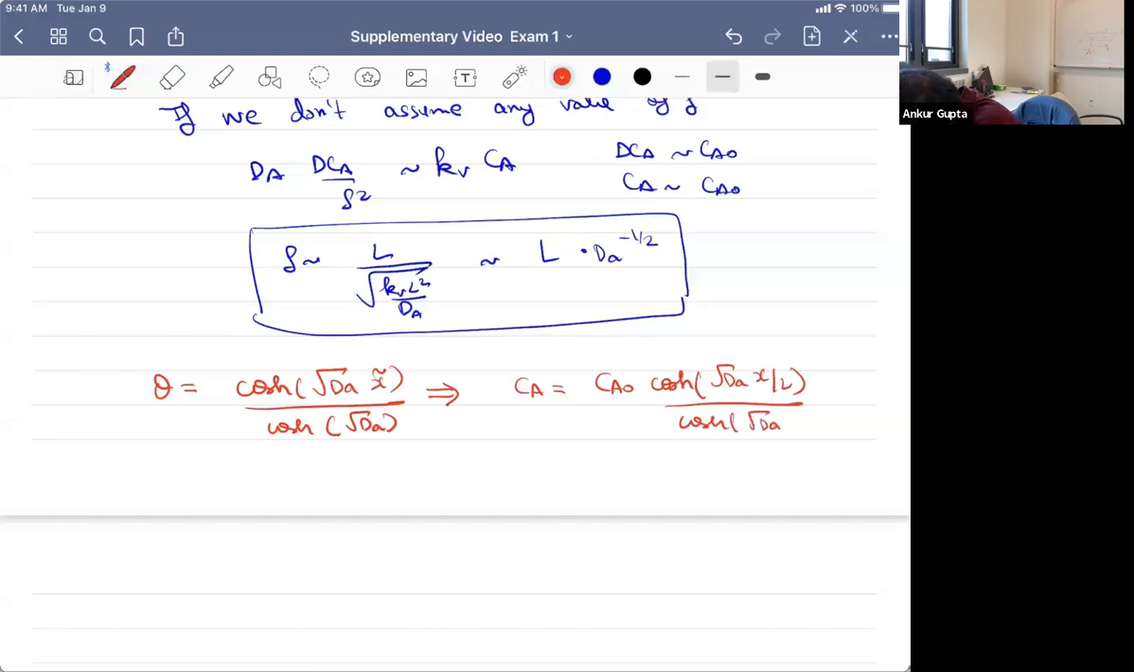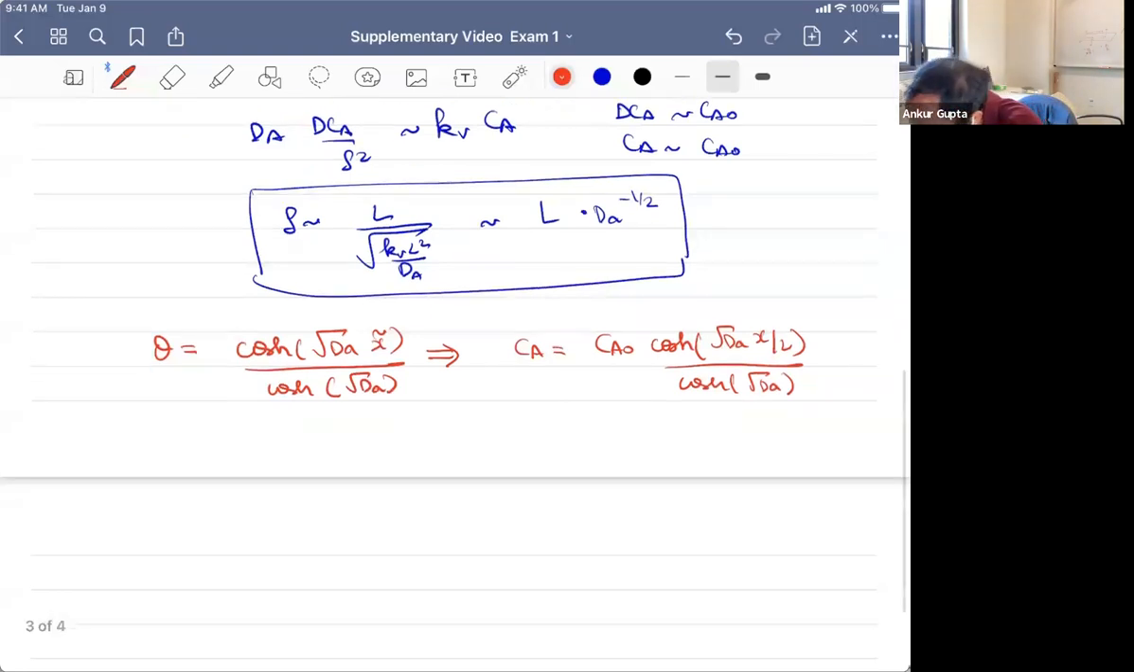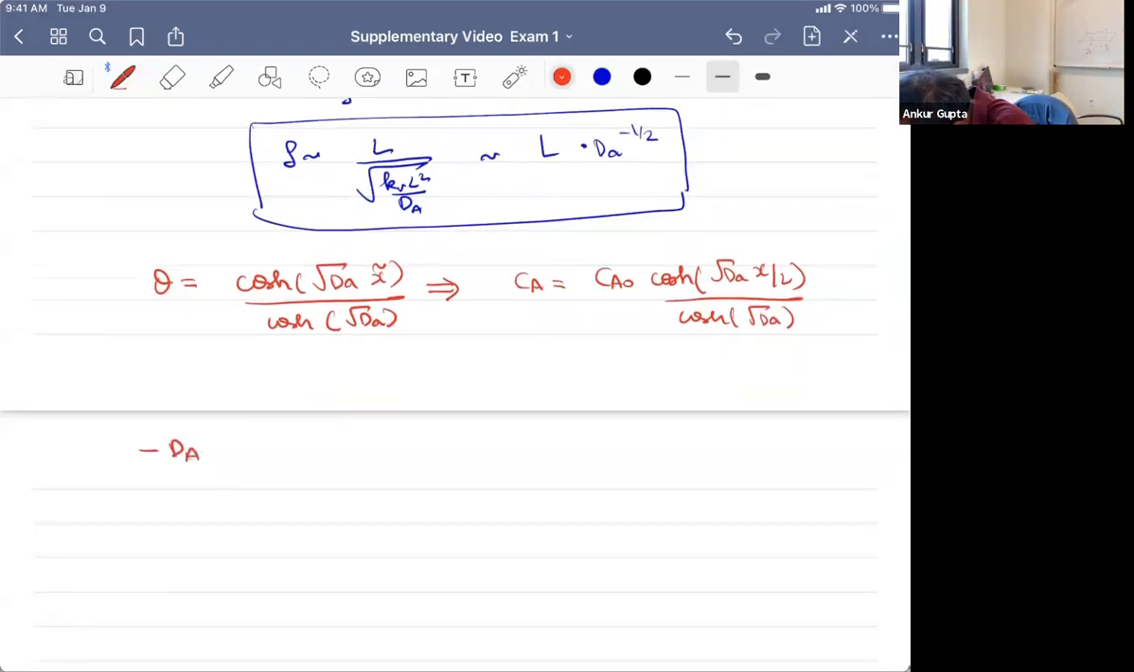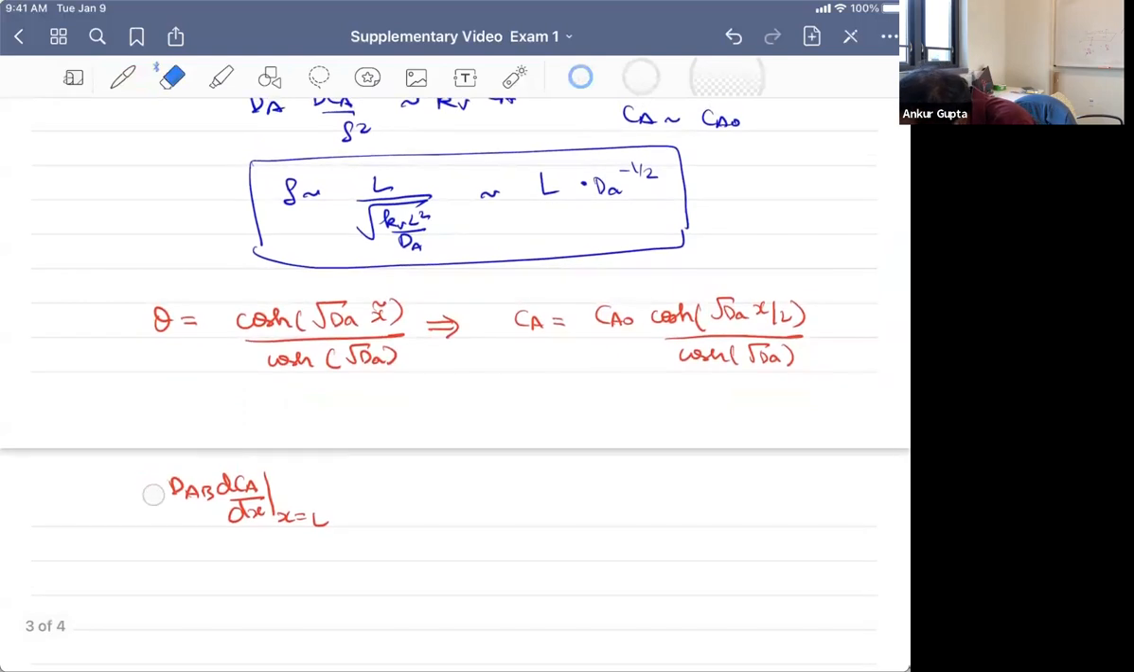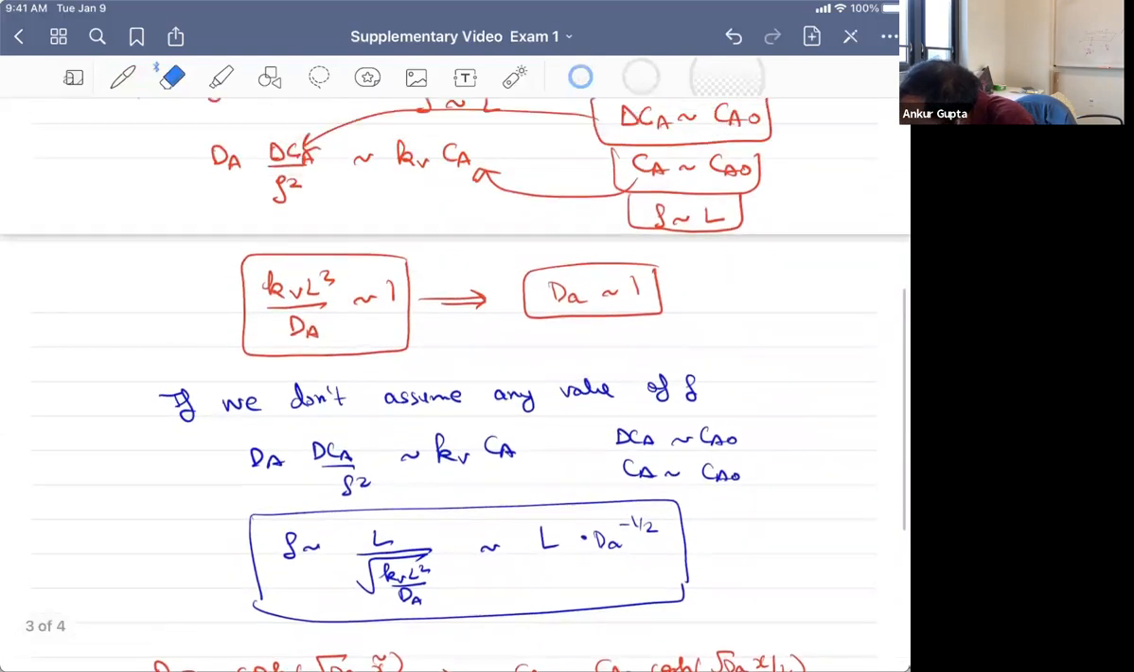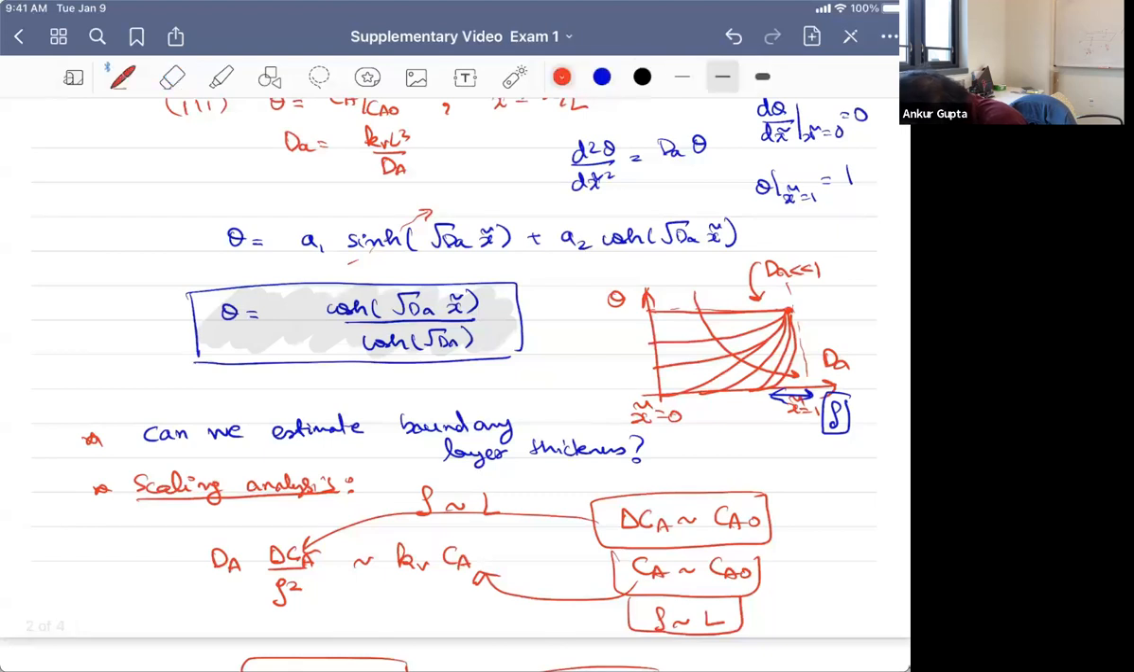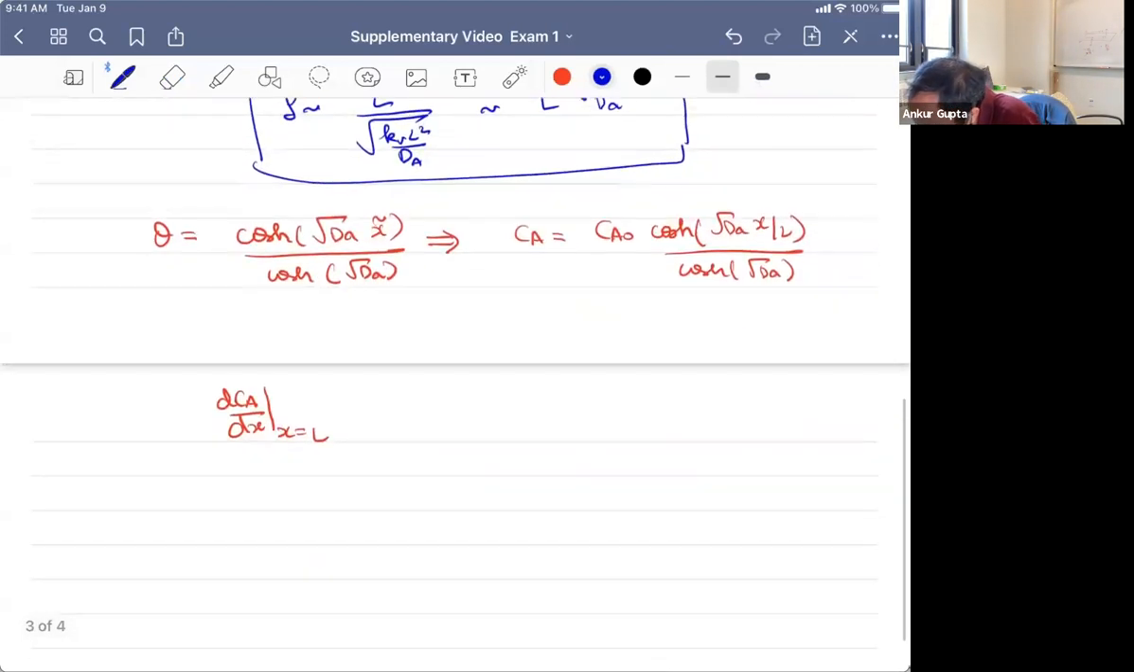And remember that whenever we want to calculate delta, as we have discussed, we take the derivative. We say minus DAB dCA by dx at x is equal to L. This is what we essentially want to calculate. We don't even need the DAB. We want to calculate dCA by dx, the derivative at this point. We want the shape of this curve at this location, and that will depend on the Damkohler number. So we calculate that at x is equal to L.